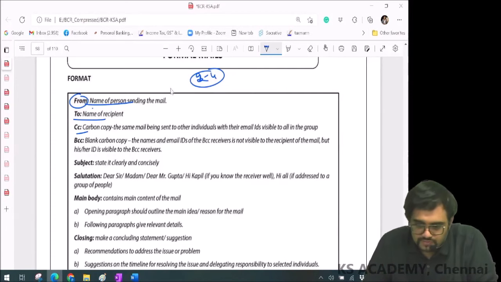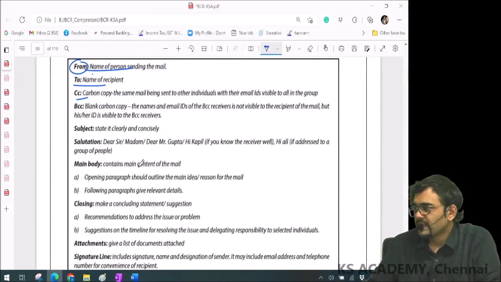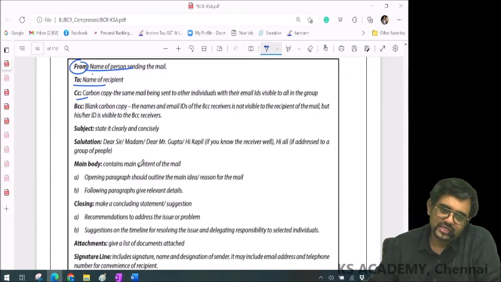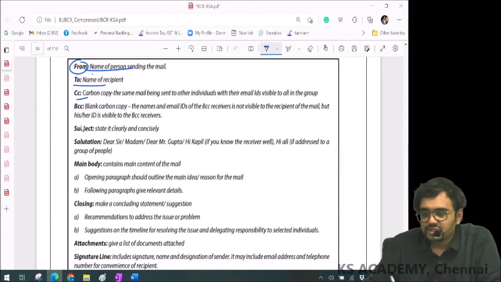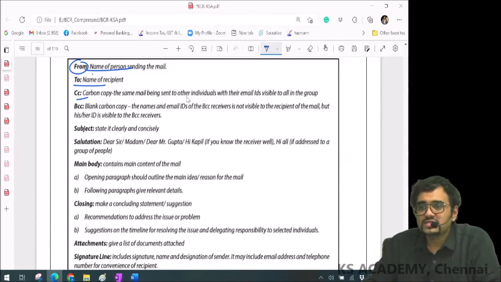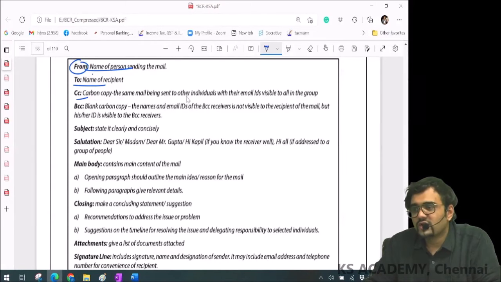Then the subject has to be stated clearly and concisely. The subject can be anything: to buy a product, order a product, inquire, lodge a complaint, everything. The subject should be very, very clear and concise. If it's an offer that you are giving to somebody, you can say this is a proposal for a synergy. That's it. You cannot write one long thing.